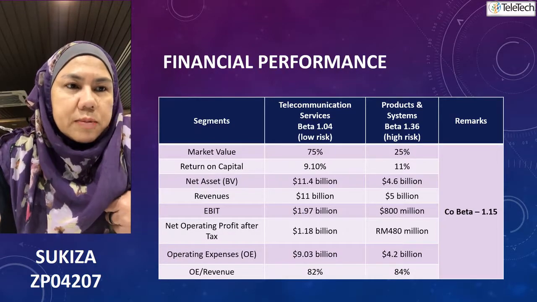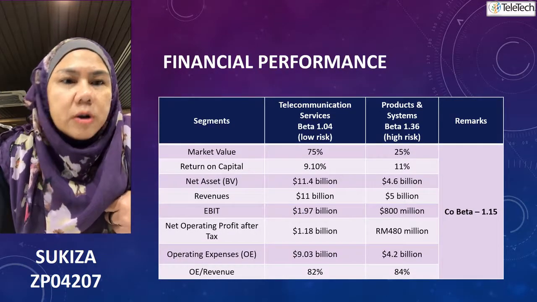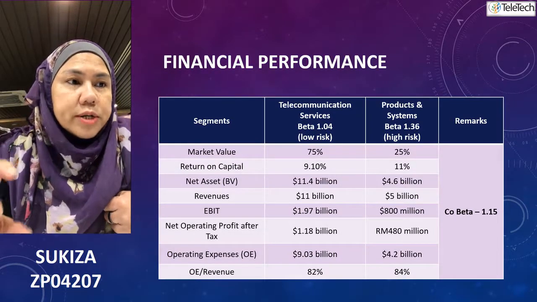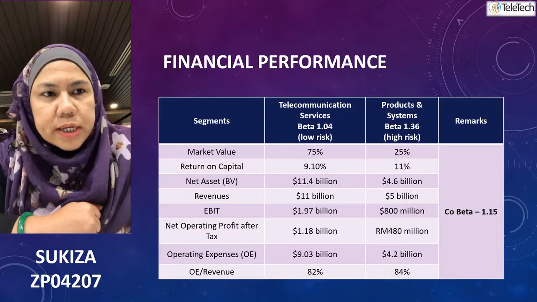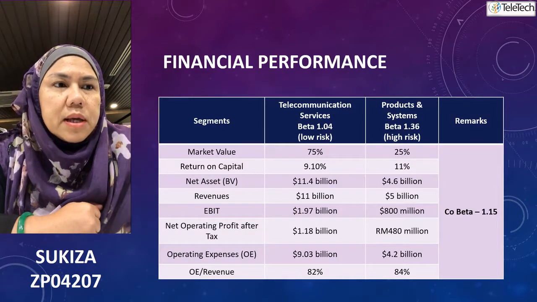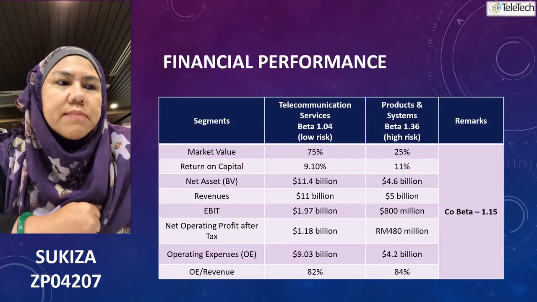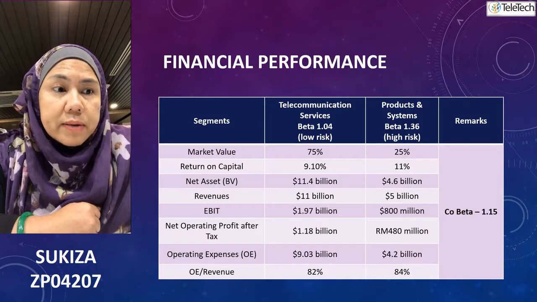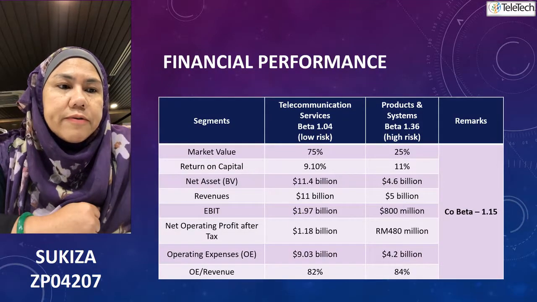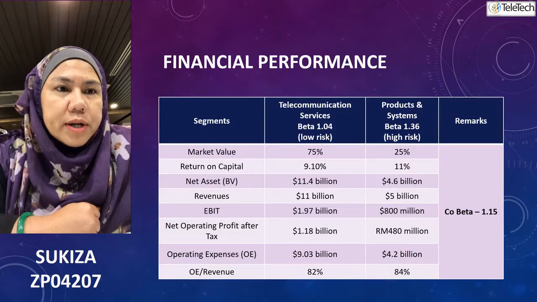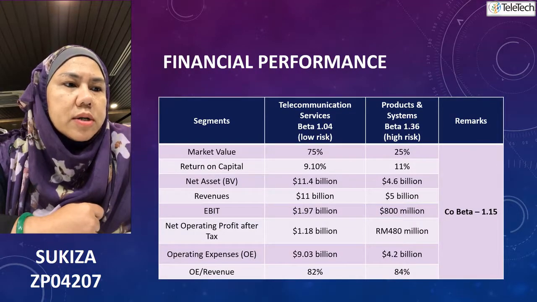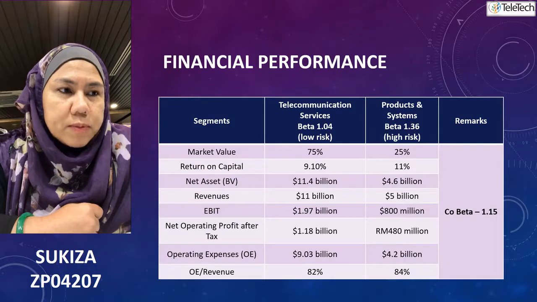There are two segments, telecommunication and product system. If we go through the telecommunication services, they are giving a beta of 1.04, which is a low risk beta. If you go through the product and system segment, telecommunication services are the main revenue generator for the company in terms of absolute. But in terms of relative, product and system is generating the higher revenue for the company based on the operating profit and revenue, which is 84%.